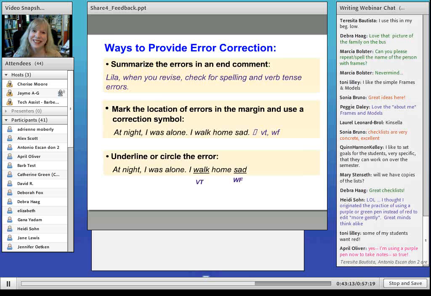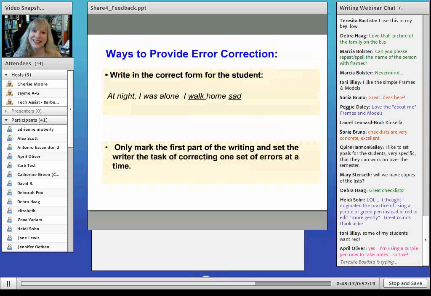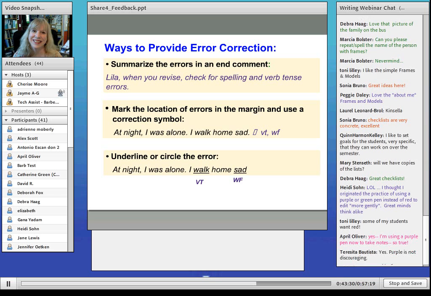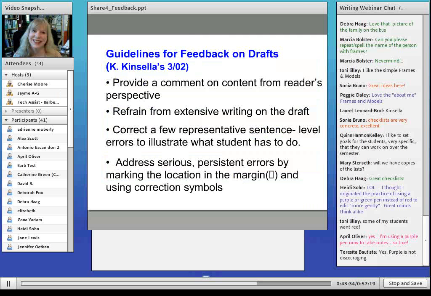Now, here are some different ways to summarize the errors. You can write it out to the learner. You can mark it. Oops, sorry. You can mark it with code, or you can underline and circle. You know, this is, again, not rocket science, but be aware that your students need to be aware of what your symbols mean.